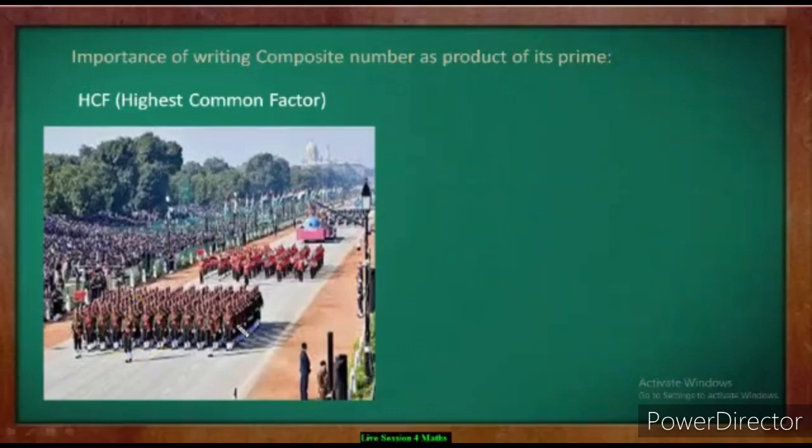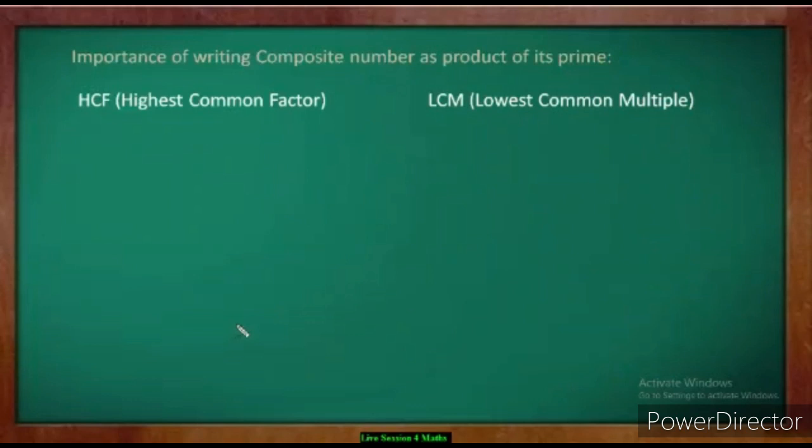Now my dear, there is one more application of composite numbers. We can express the composite numbers and find the LCM, that is the lowest common multiple. Here is the difference between factor and multiple. If you have a number 40, which number will completely divide 40? Let's say 2 will completely divide 40, so 2 is a factor. 5 will completely divide 40, so 5 is a factor.